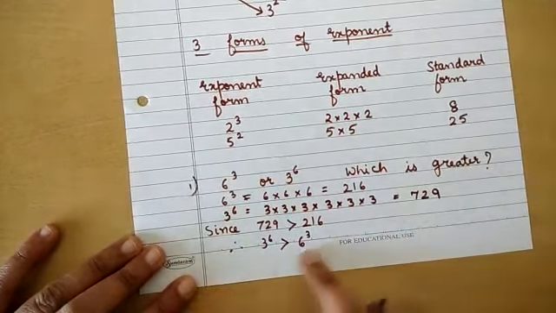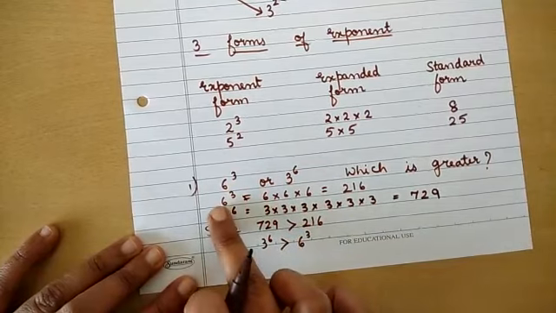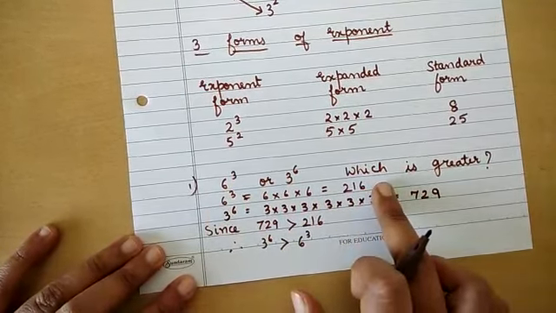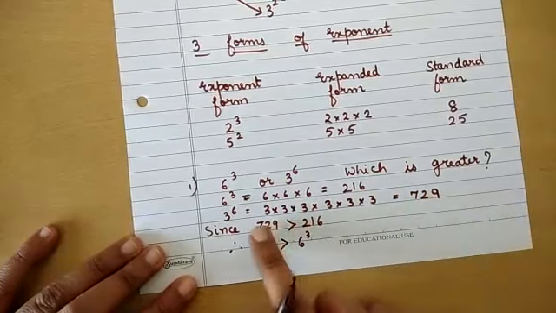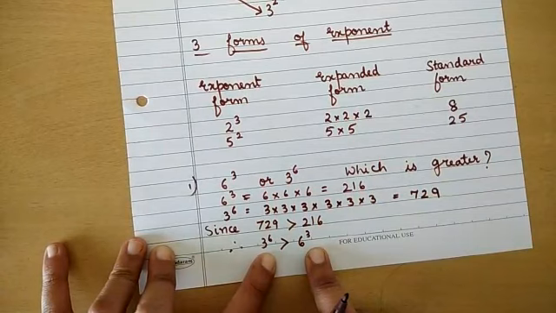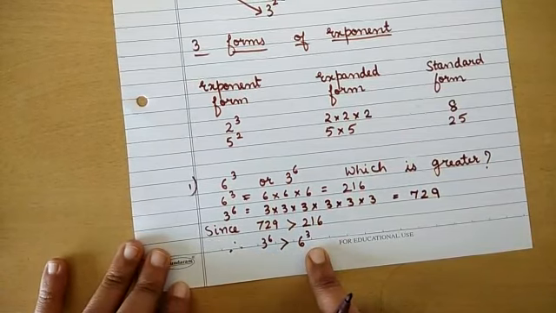So this is how you can answer the question, just by converting exponent form into standard form and then comparing the final result. Hence you can give the answer as 3 raised to 6 is greater than 6 cube, or 6 raised to 3.